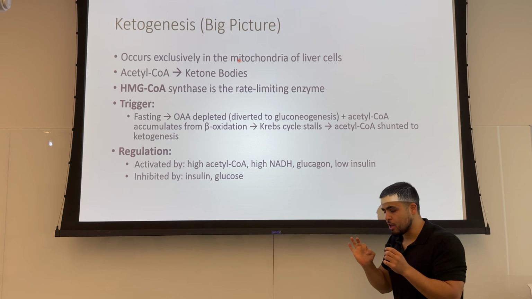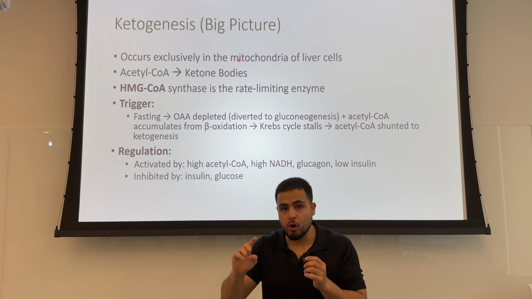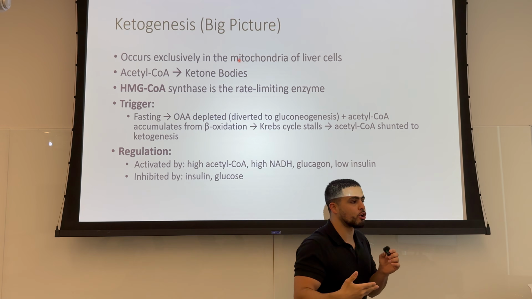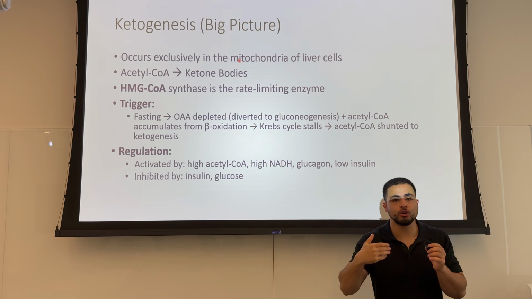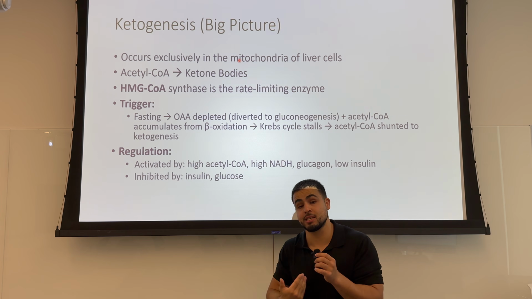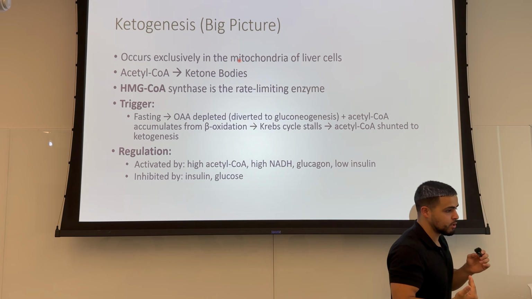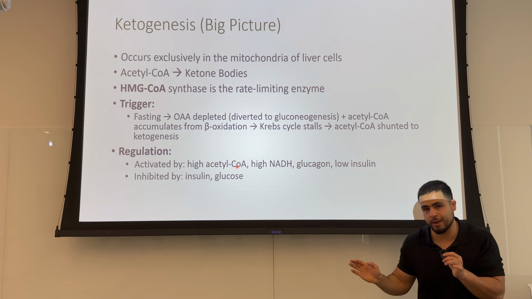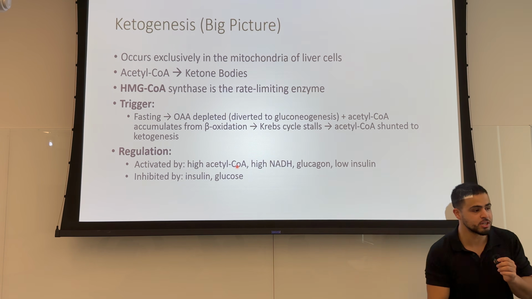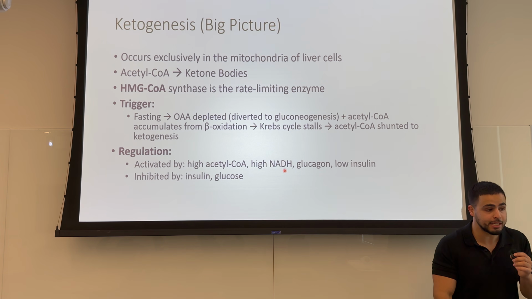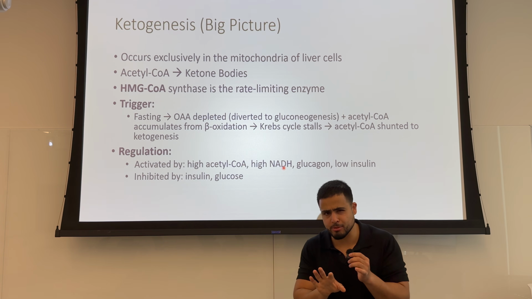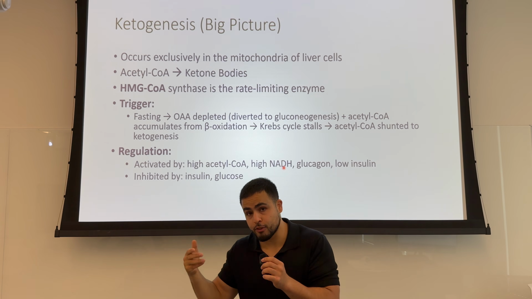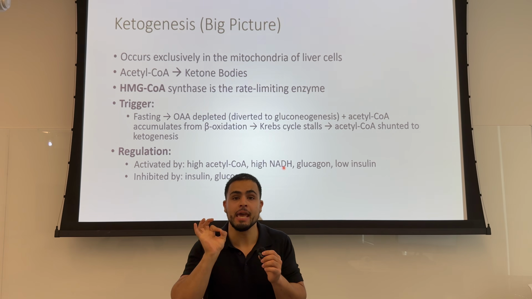So the idea is that when a cell halts its Krebs cycle because it's performing gluconeogenesis, it is going to start shunting acetyl-CoA to ketogenesis. And that's exactly what happens in liver cells, and only in liver cells. Okay, so the regulation is pretty straightforward. If you have high acetyl-CoA, it makes sense that you're going to shunt some of it to ketone bodies. If you have high NADH, recall from our video on the Krebs cycle, we said that NADH, because it's a product of the Krebs cycle, is an allosteric inhibitor of the Krebs cycle.